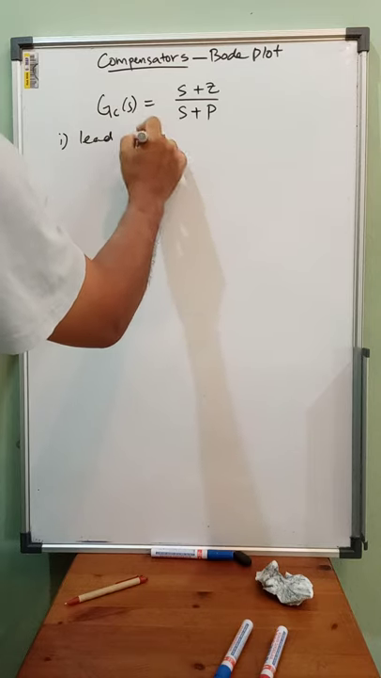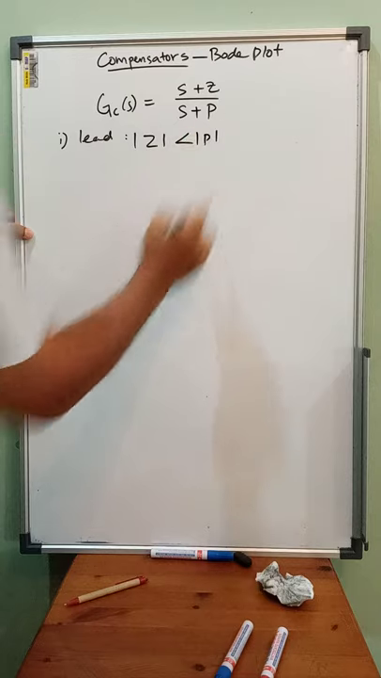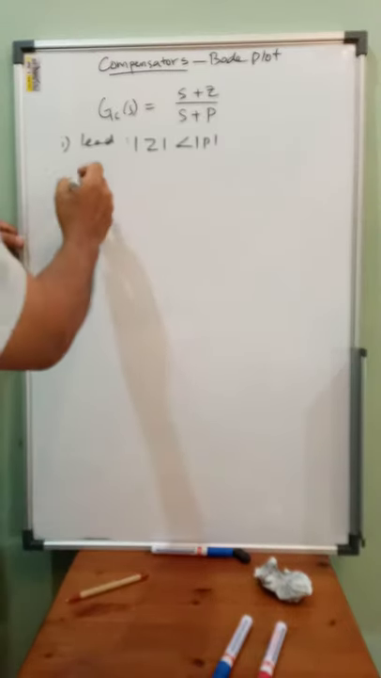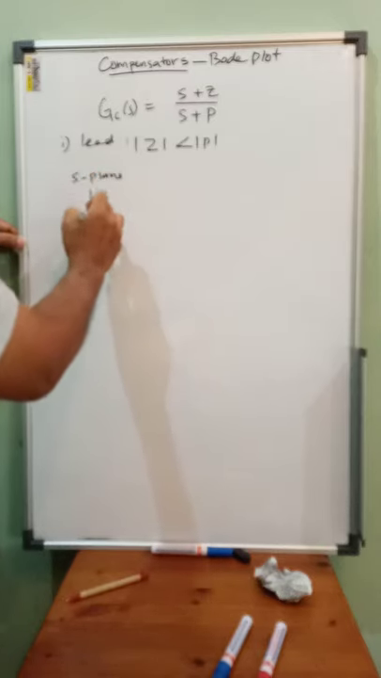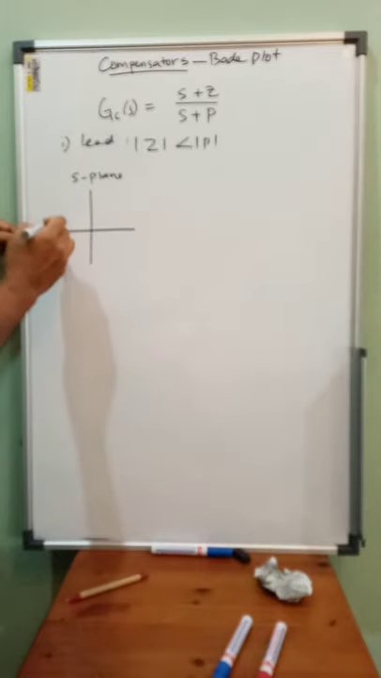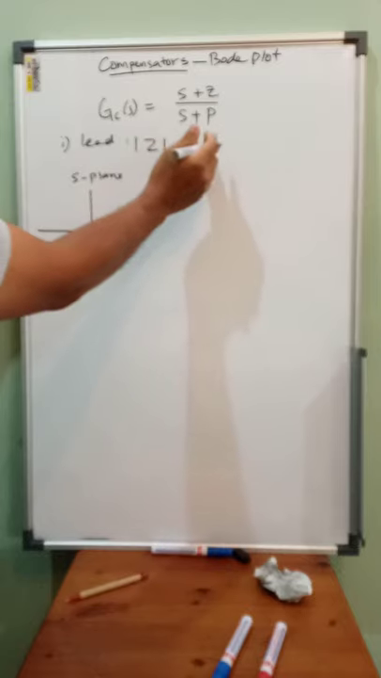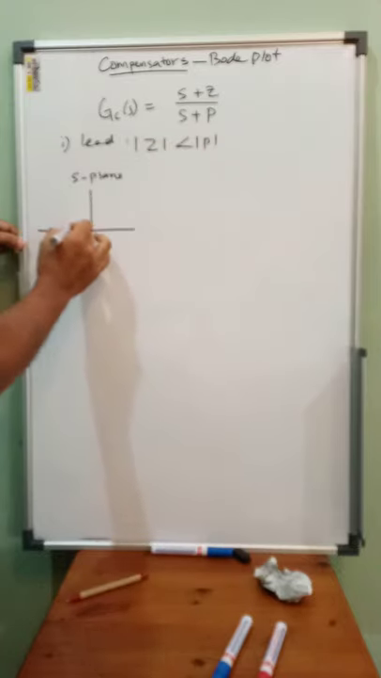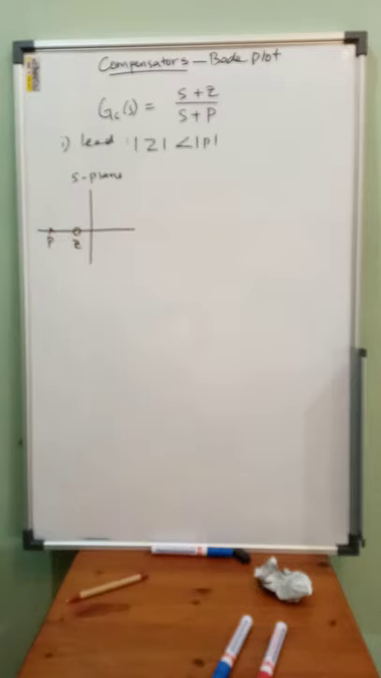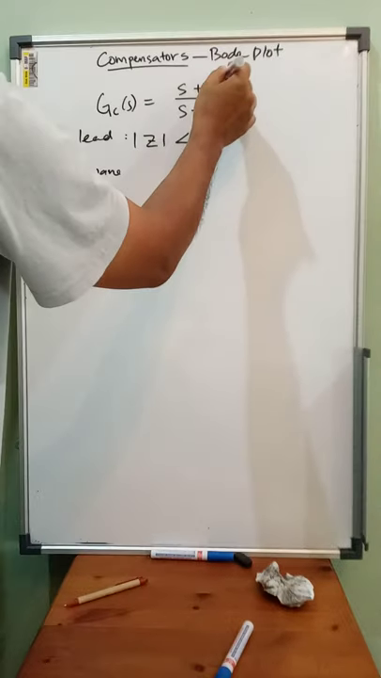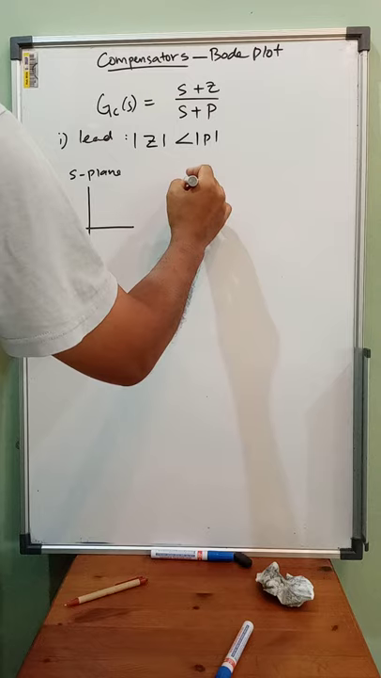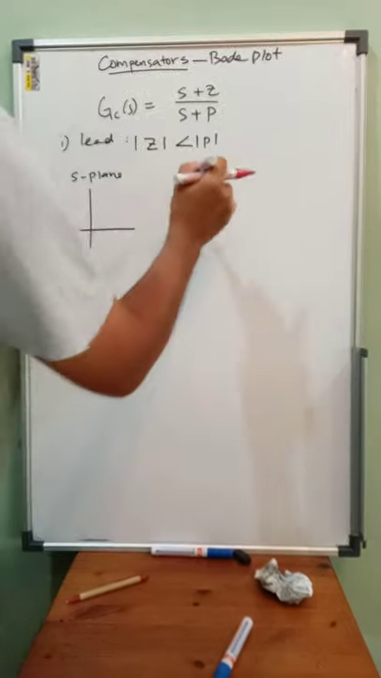Z smaller than P, less than P. Okay, in the S plane, let's say we have Z smaller than P. So P is here, Z is here, 0 is here, pole is here. So zero is smaller than P in the S plane. Okay, in Bode plot, let's say we plot this one in Bode plot.